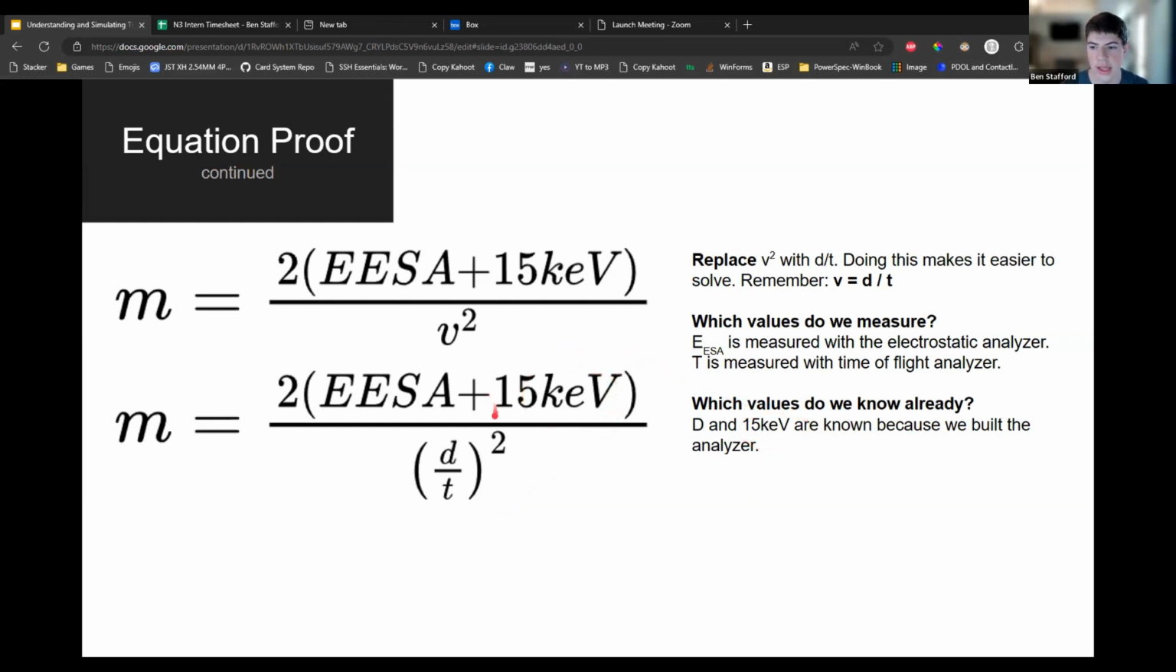We know that. And the reason we have this is because when the ions enter the analyzer, we're actually kicking them into the analyzer by 15,000 volts, which is 15 kiloelectron volts. And that gives it a push into the analyzer so it can get going. So that is why we're taking the value we measure for E_ESA and adding 15,000 volts to it, because we kicked it in with 15,000 volts. And of course, distance we know because we built the analyzer. So now we have everything we need to know on this side of the equation. So now we can get mass.